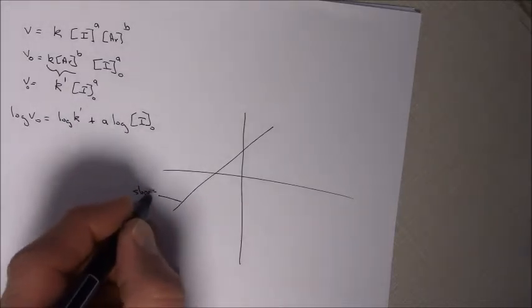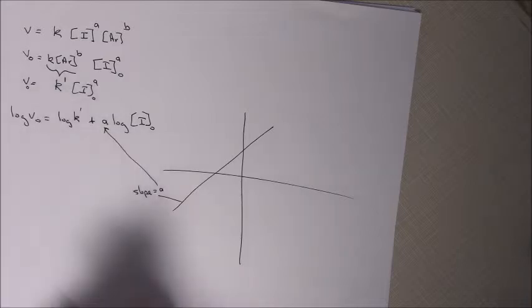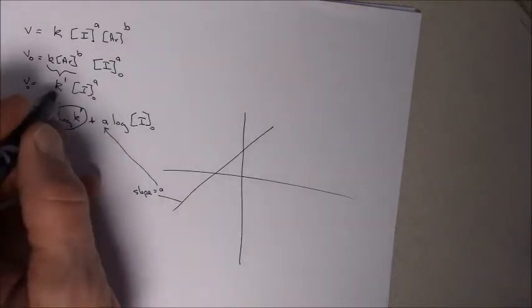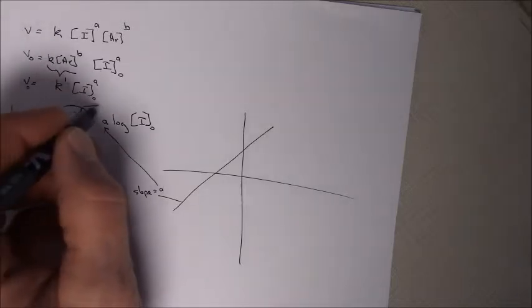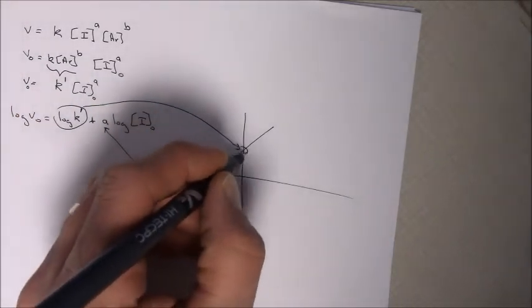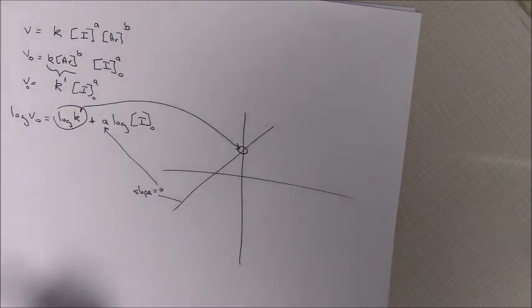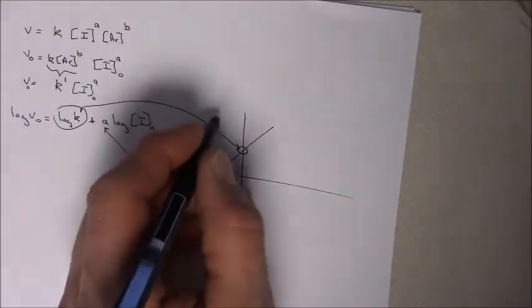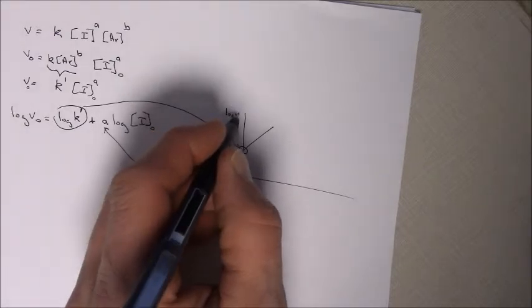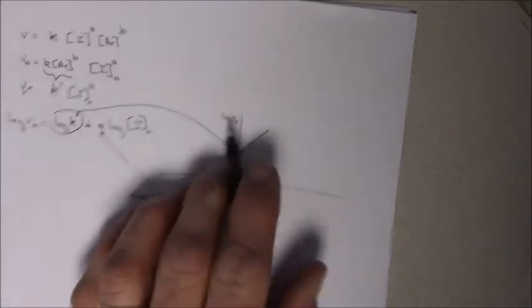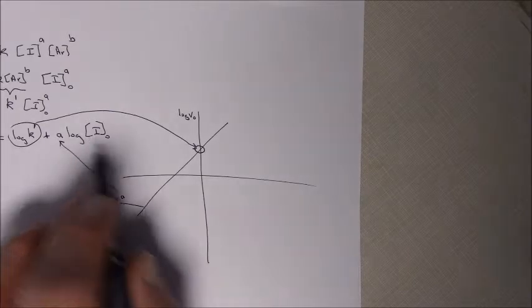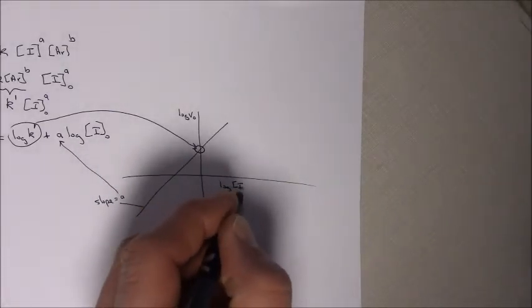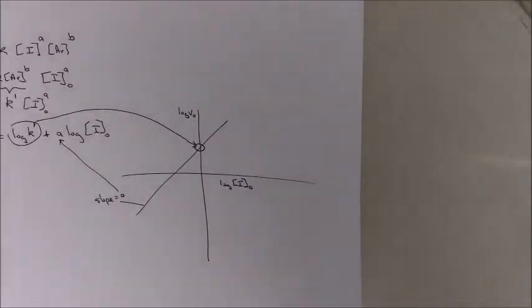So the slope of this graph is going to equal A, right? The log of K prime is going to be your y-intercept. So you're supposed to plot the log on the y-axis, if you will, the log of the initial rates. And on your x-axis, it's the log of I naught.